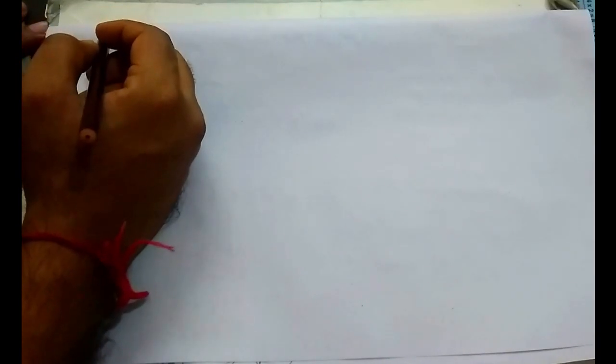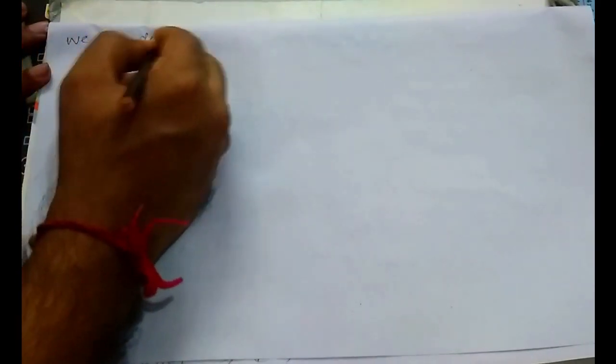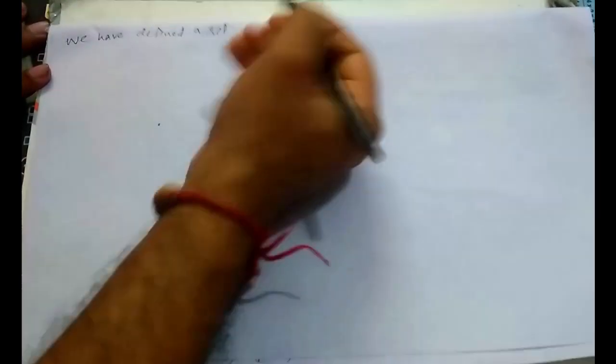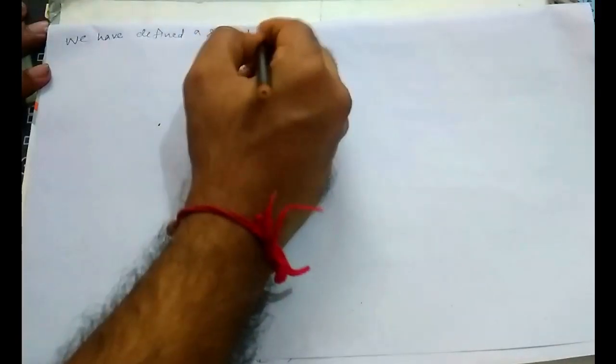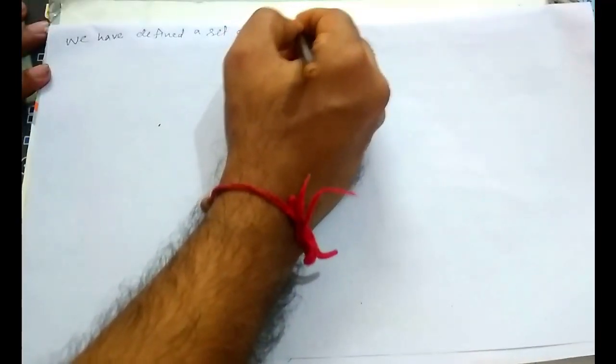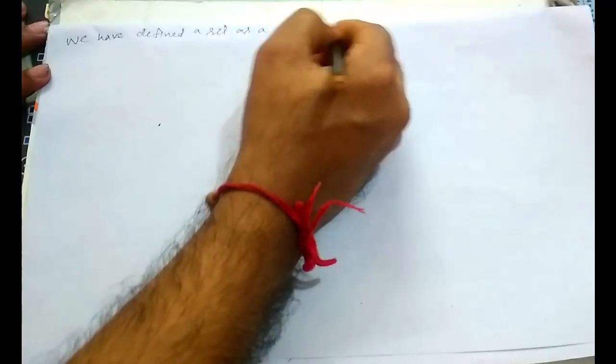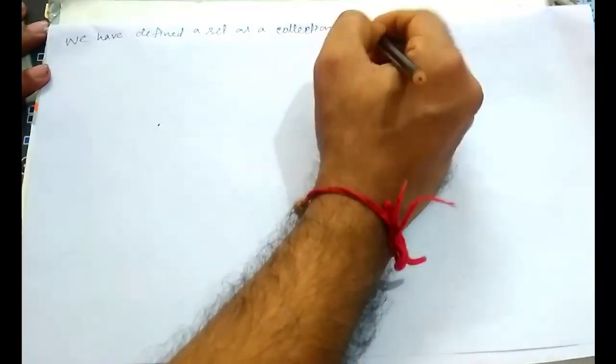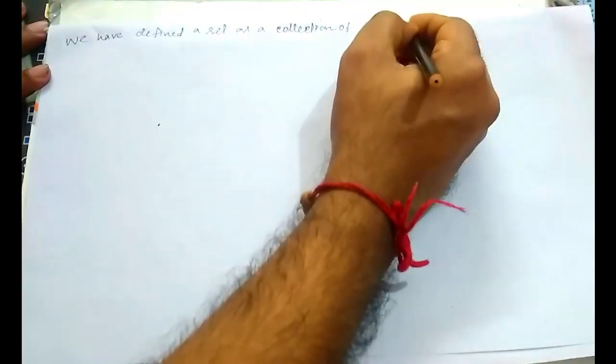Now I am defining set of sets. Okay, see, we have defined a set as a collection of its elements. Okay, its elements.